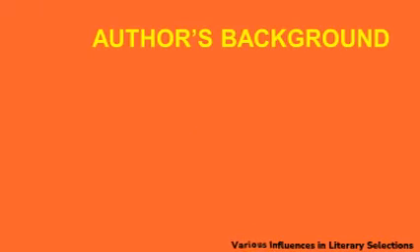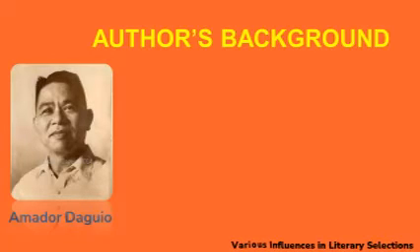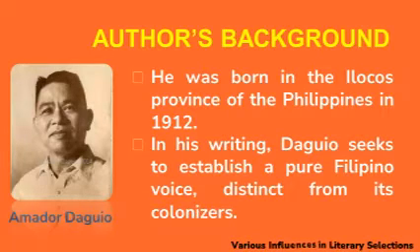Let us check the author's background for us to understand how culture influenced the author in writing his story. Amador Daguio was born in Ilocos Province of the Philippines in 1912. He began writing poetry in high school and published his first poem before he graduated. Through his career, he taught at various schools in the Philippines and also worked as a lawyer, editor, reporter, and public relations officer for the Filipino government.